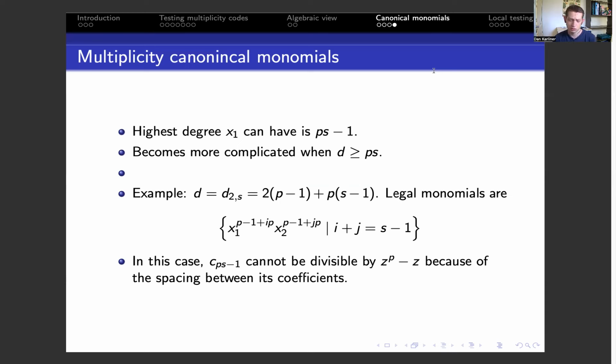So in this case, even though the degree is large, we can't be divisible by z to the p minus z even once, which means we can guarantee that we can achieve the highest monomial we could hope for.